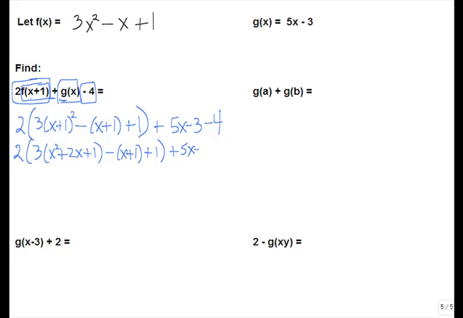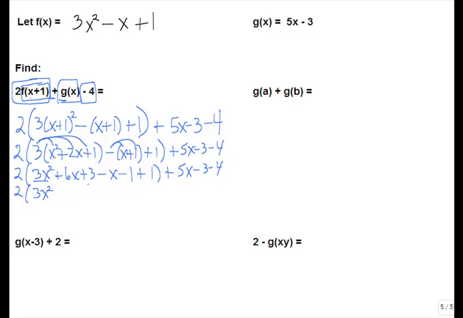So all we've done so far is our exponent. Now let's go ahead and distribute our 3 across. So we get 3x squared plus 6x plus 3. Let's distribute this negative across, negative x minus 1. And now we should be able to combine all of our like terms inside of those parentheses. So we still have our 2. We're going to get a single 3x squared term. 6x minus x is 5x. And 3 minus 1 is 2. 2 plus 1 is 3.